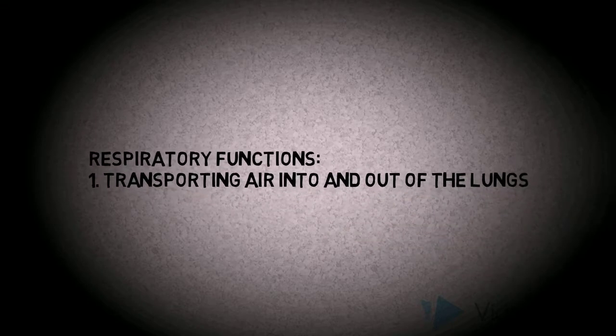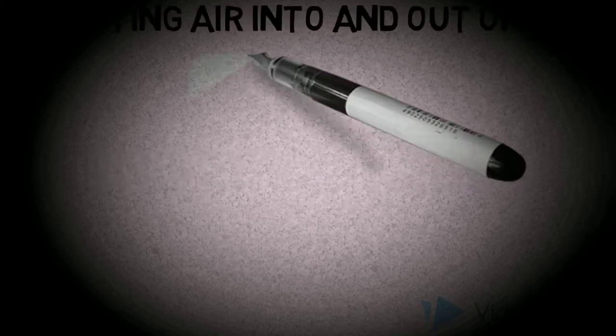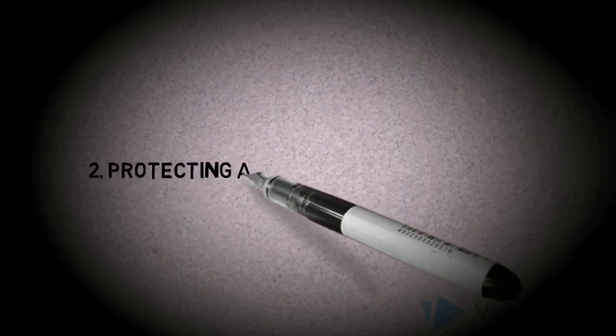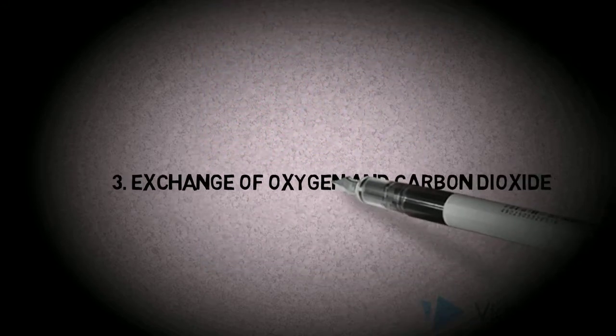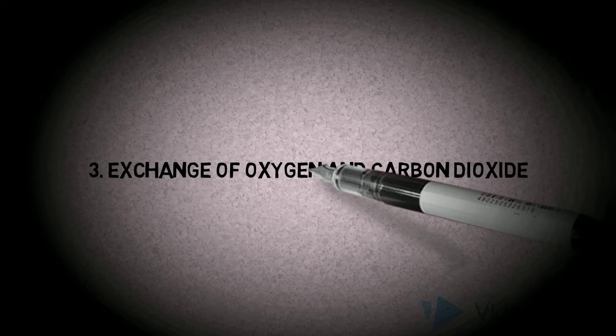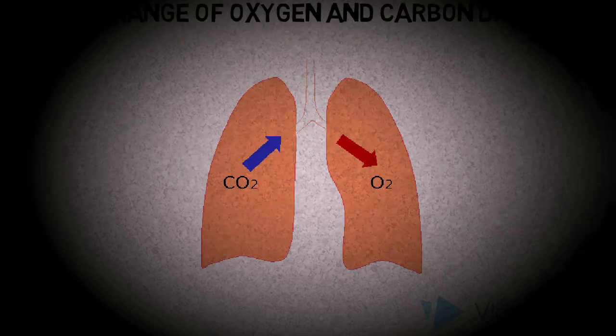The main function of the respiratory system includes transporting air into and out of the lungs, protecting the body against harmful particles that are inhaled, and its most important function is the exchange of oxygen and carbon dioxide.